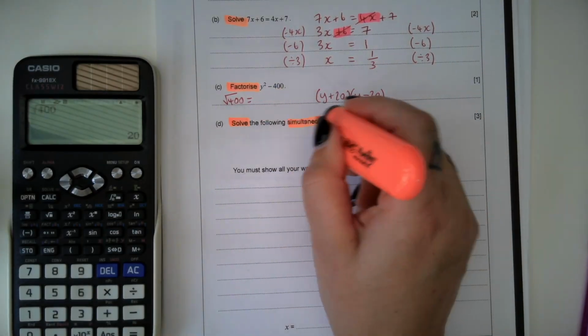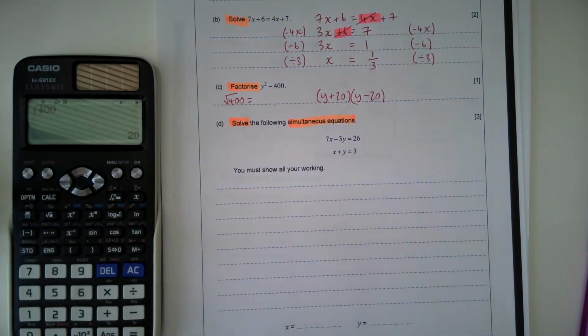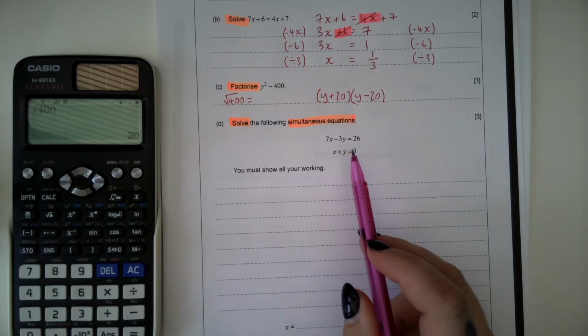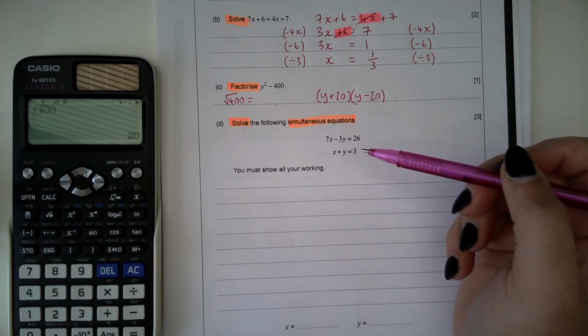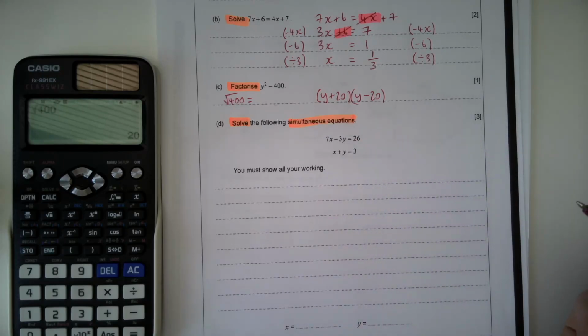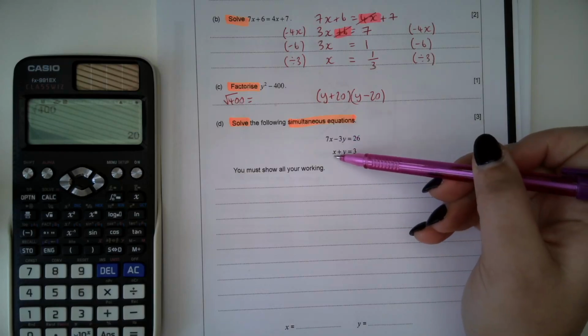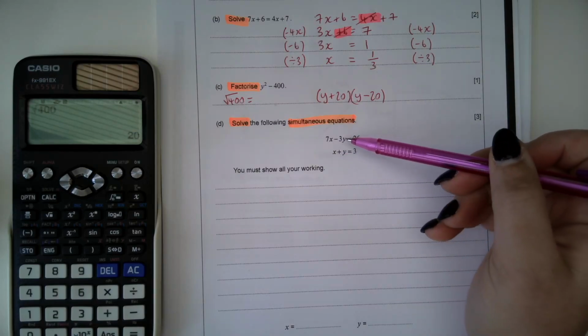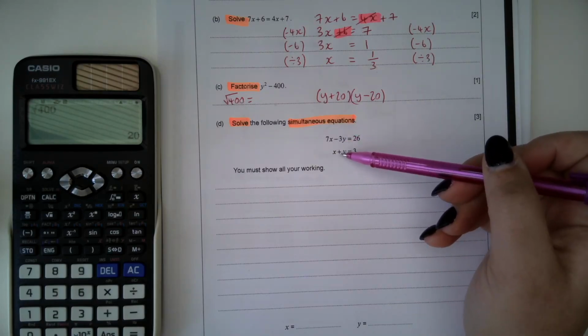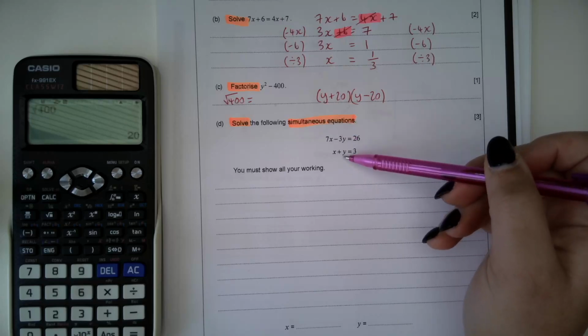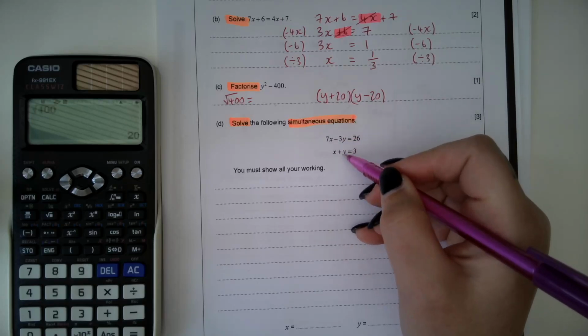Part D. Solve the following simultaneous equations. You must show all of your working out. Okay, so the first thing when I'm solving simultaneous equations is I need to see if the coefficient of any of the variables match. So I've got 7x and 1x, that doesn't match. I've got negative 3y and positive y, they don't match. But I am going to make my y's match.